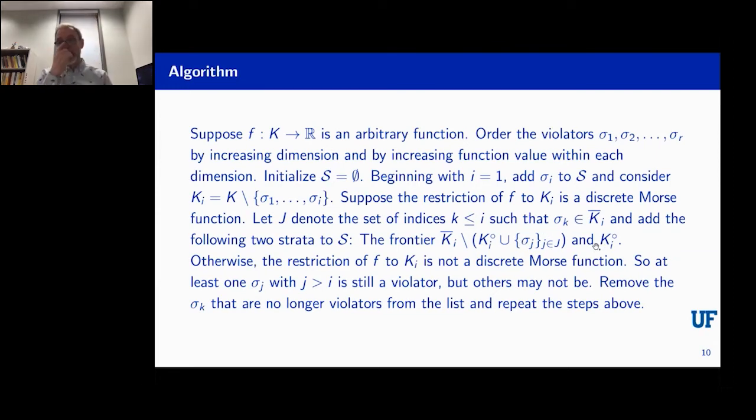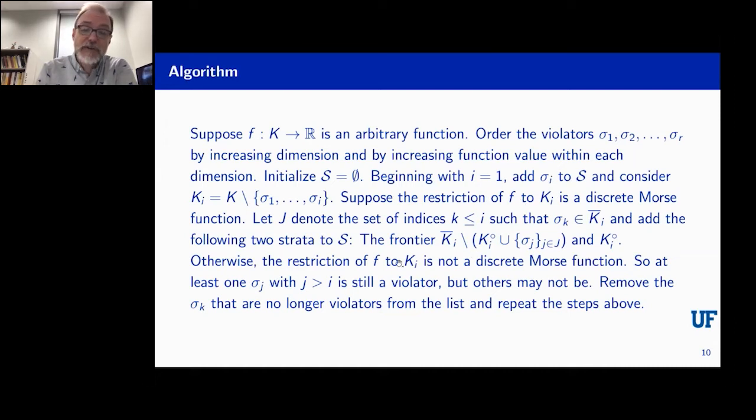Now, algorithmically, how do you do this? Well, you're trying to get your computer to do this. There's the old general topology trick of how do you get the interior? It is the complement of the closure of the complement, right? And you can program your computer to do that pretty easily. Okay, so these are the two strata you add plus the violators that you've taken out up until then.